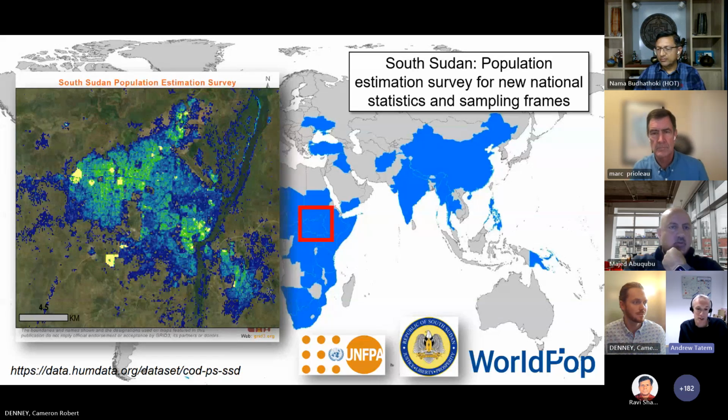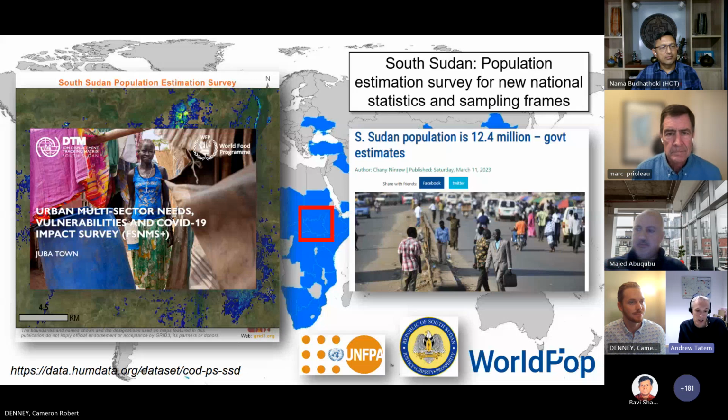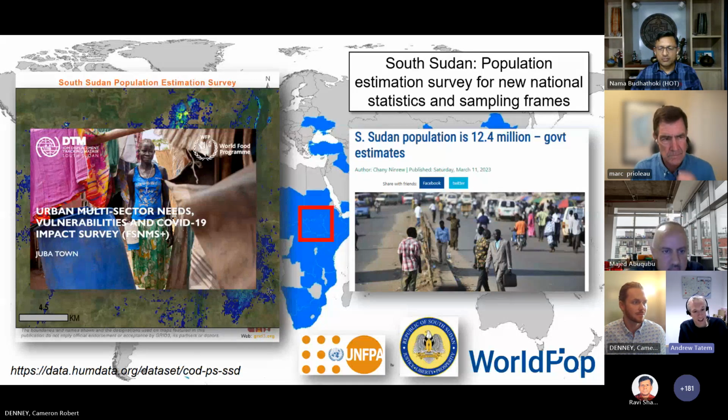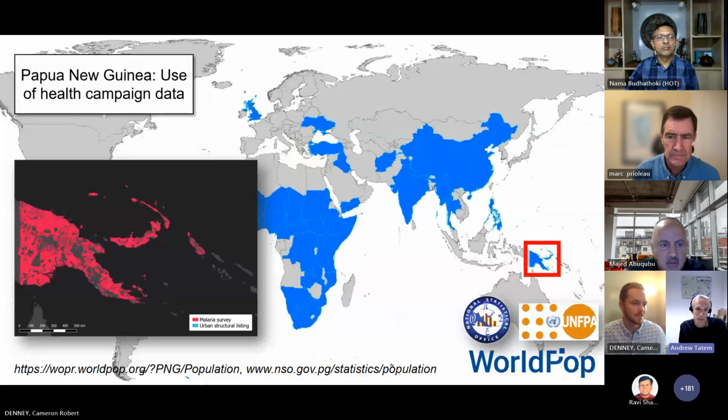And then on the next slide, you'll see those then went through Parliament, were accepted as the official numbers that you'll find as the common operational data sets, but also used as a sample frame for collecting new data on vulnerabilities, COVID-19. Next slide, you have an example of the actual use of health campaign data itself.